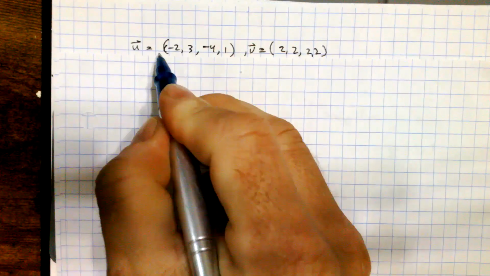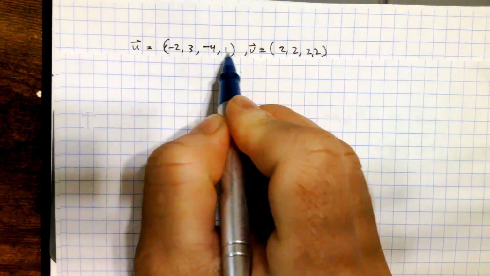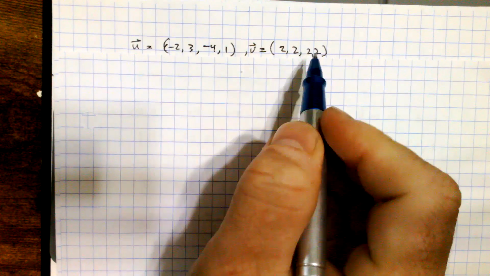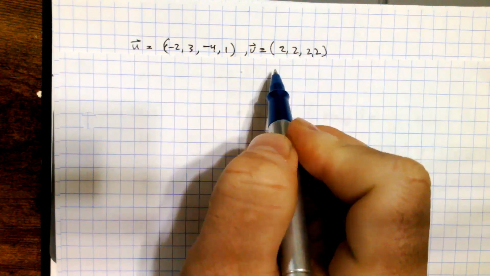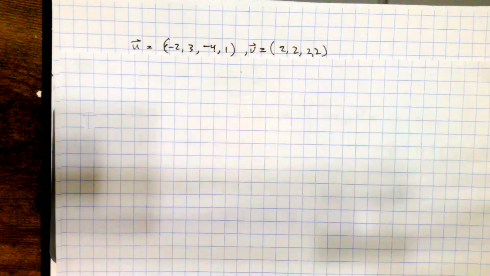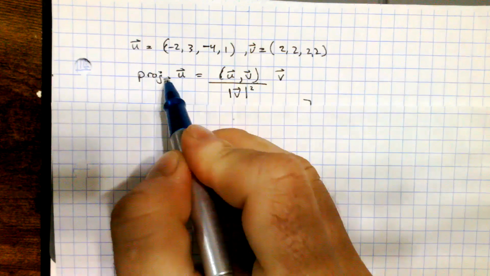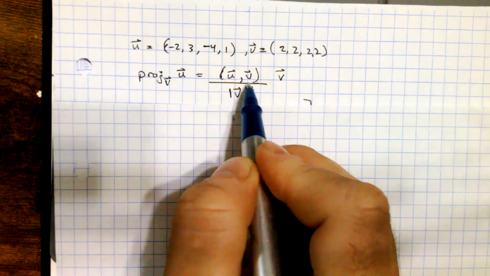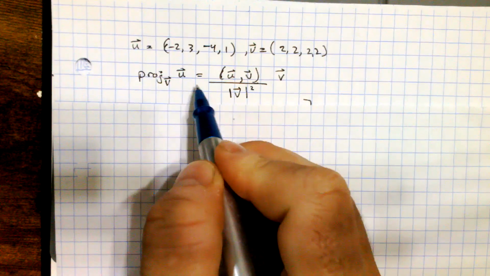In this problem, we're looking at u equal to (-2, 3, -4, 1) and v equal to (2, 2, 2, 2). What we're looking for is the component of u in the direction of v, and then the component of u perpendicular to v. In particular, we're looking for the projection of u onto v, and then the orthogonal component, which would be u minus this projection.